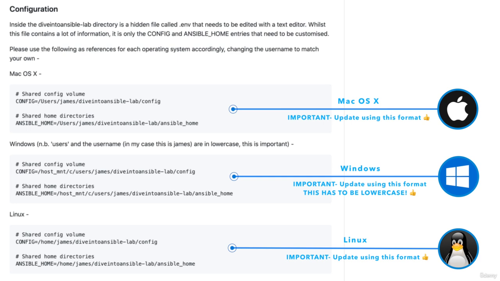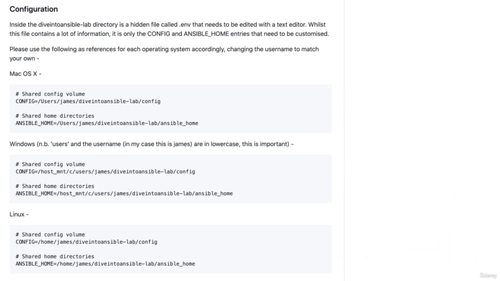On this page, I've given some examples of the various different operating systems. On Mac OS, it's pretty simple. You're putting in the full path to the directories. On Windows, because of the way Docker Desktop works, you need to specify this with this path of host_mount/c/users. And something to note there, it is important that the username and users are in lowercase. On Linux, again, this should be quite simple and you can use the full path.